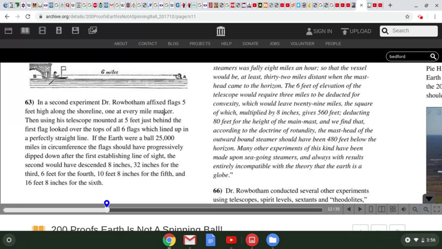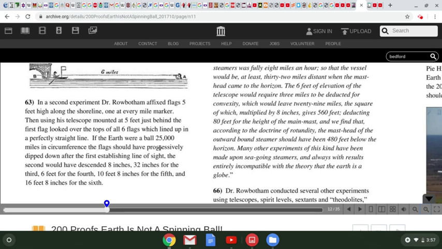Second experiment, Dr. Robotham affixed flags 5 feet high along the shoreline, one at every mile marker, then used his telescope mounted at 5 feet just behind the first flag. He looked over the tops of all 6 flags, which lined up in a perfectly straight line.